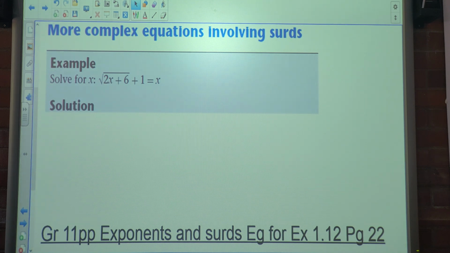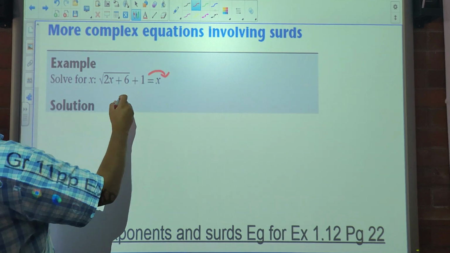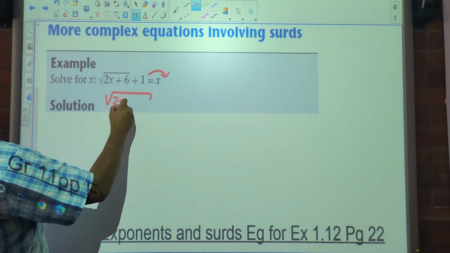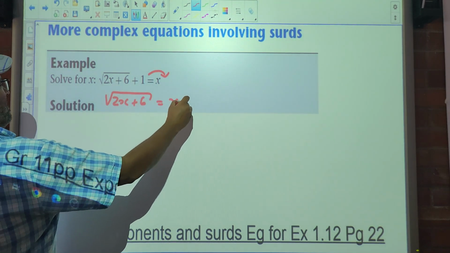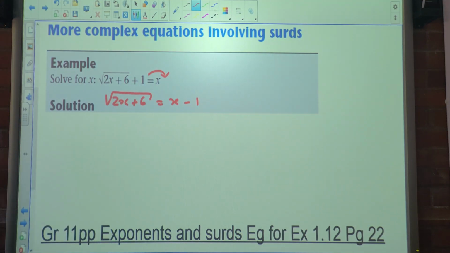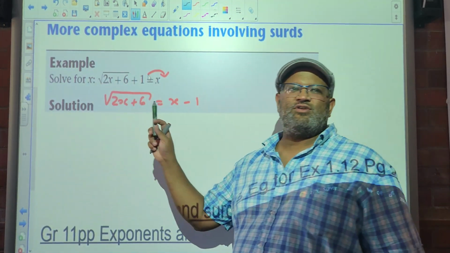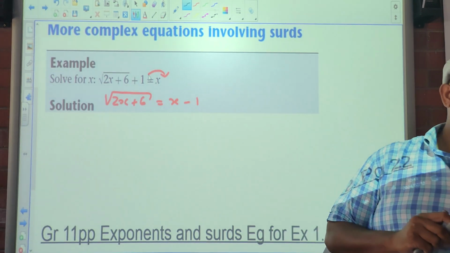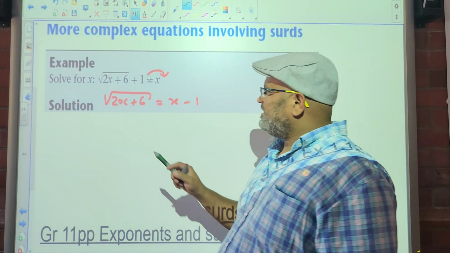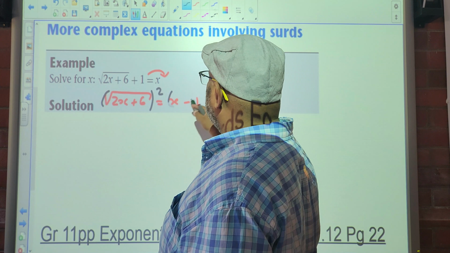So what do we do first? Take the 1 over the equal sign. Now it reads the square root of 2x plus 6 is equal to x minus 1. Now what? Square both sides. The reason why I took 1 over the equal sign is to isolate the root, to get the square root on its own. So, square both sides.